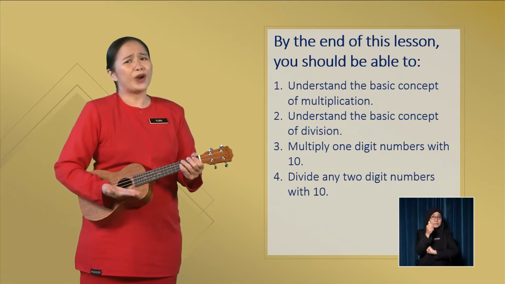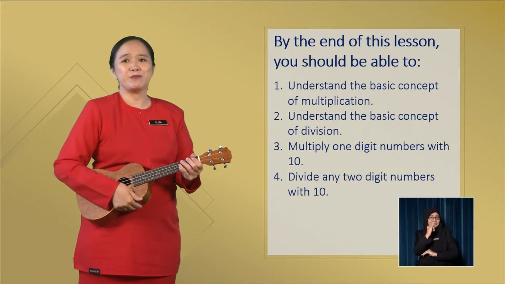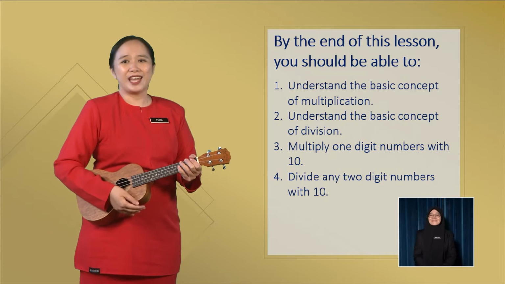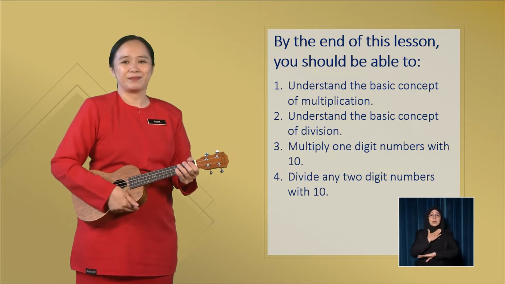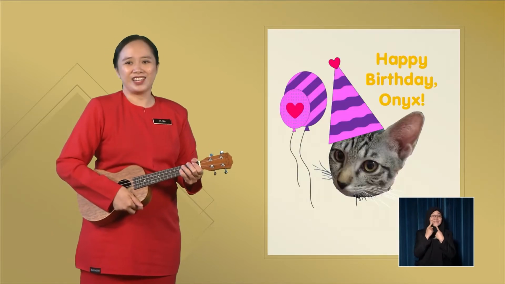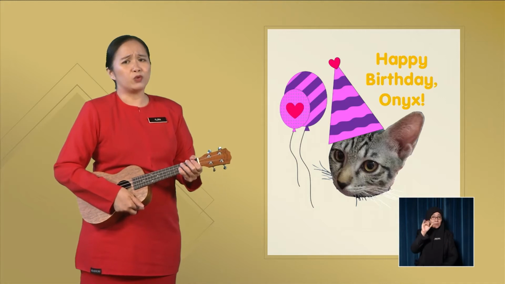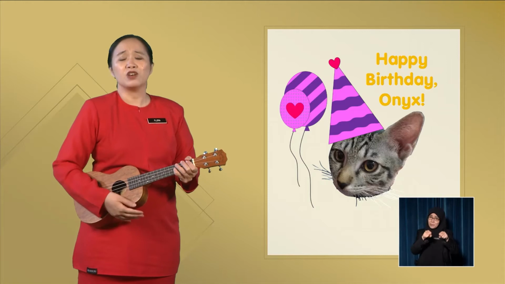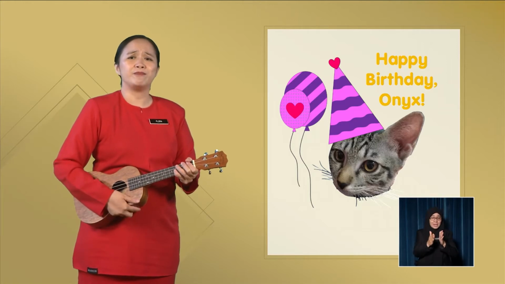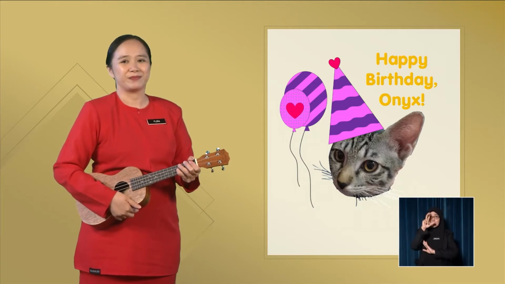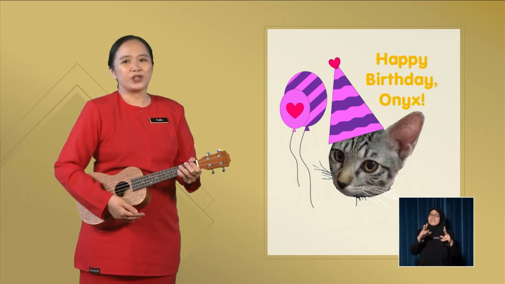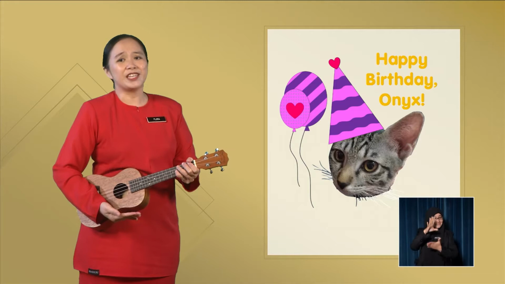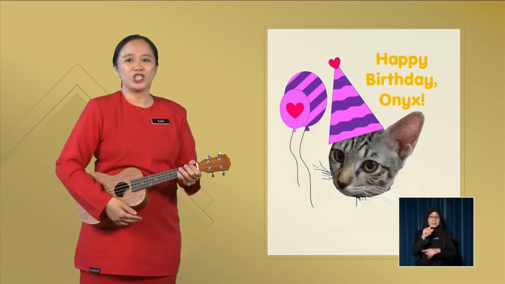Do you know why I was singing the happy birthday song earlier? Well, today is my cat's birthday. Her name is Onyx. I hope you won't mind helping me to sort out some goodies for 3 children who have been really nice to her. As we sort out the goodies, we can learn to do multiplication and division together.